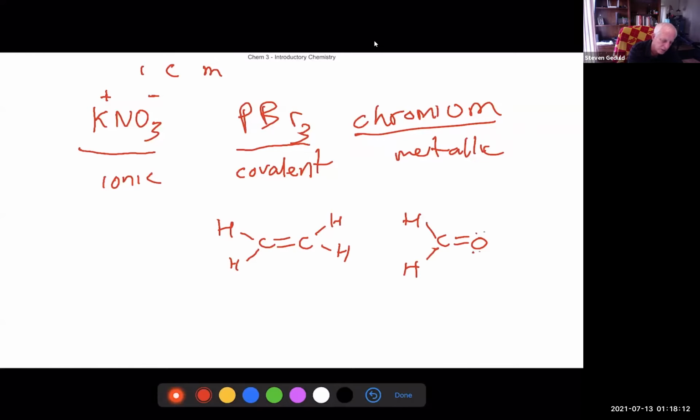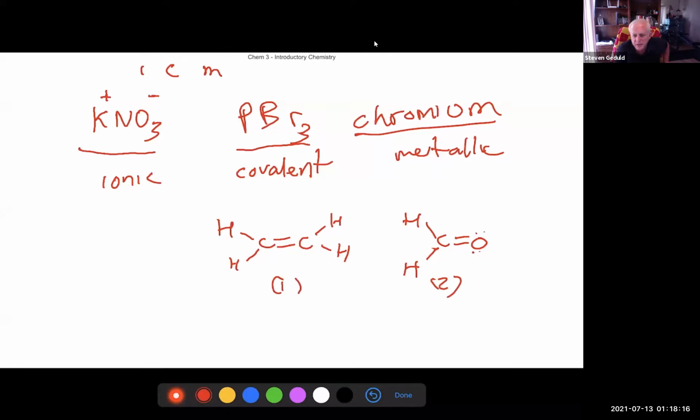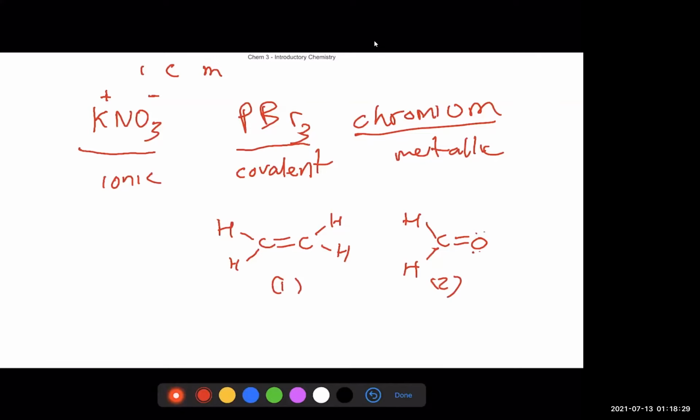Looking at these two structures, number one, number two, if that was on your final, which one would you say had the highest melting point? Which one's going to be held together tighter? One or two? Would it be two? It'd be two.